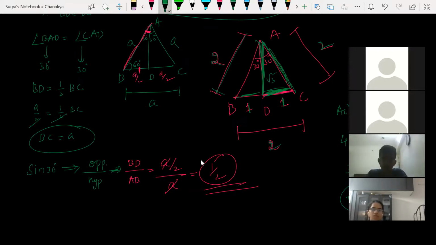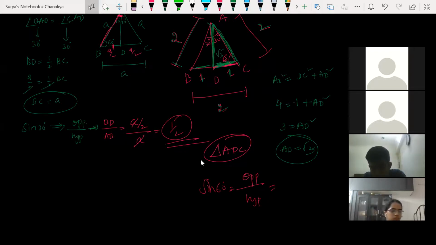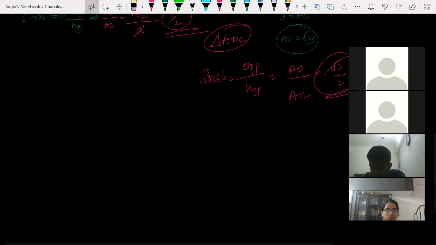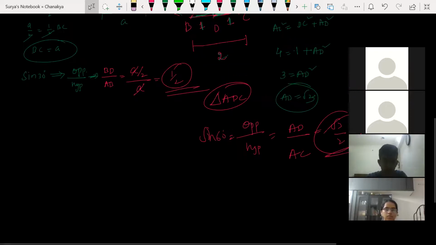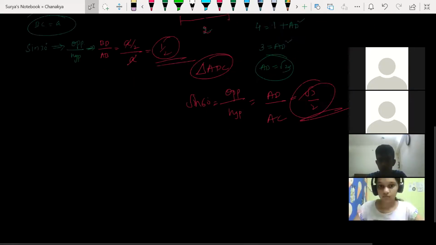Now I'm asking you to find sine 60. This is my 60 here, and this is 90. So from triangle ADC, what is sine 60? The formula is opposite by hypotenuse. What is the opposite to 60? Root 3 by AD, by hypotenuse 2. So sine 60 is root 3 by 2. Everything is the same, guys. This is how you can prove it out. Very simple. No one is going to ask for the proof, but you should know how we derived it.